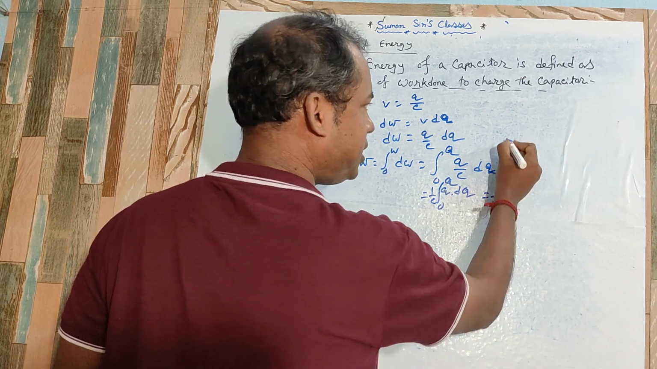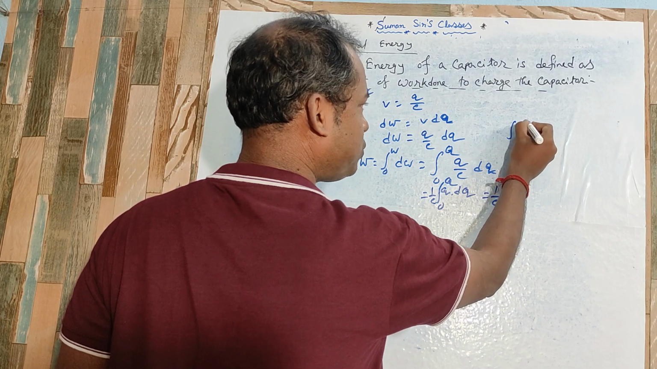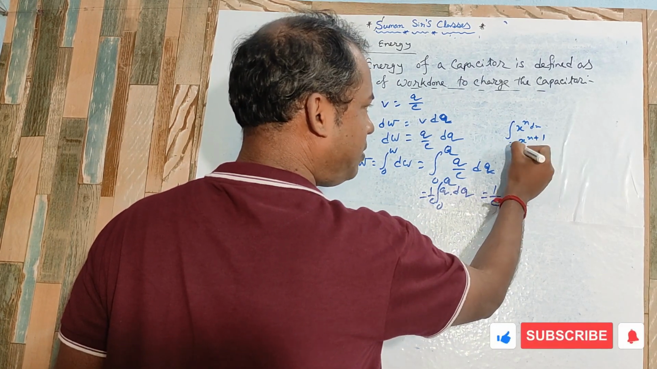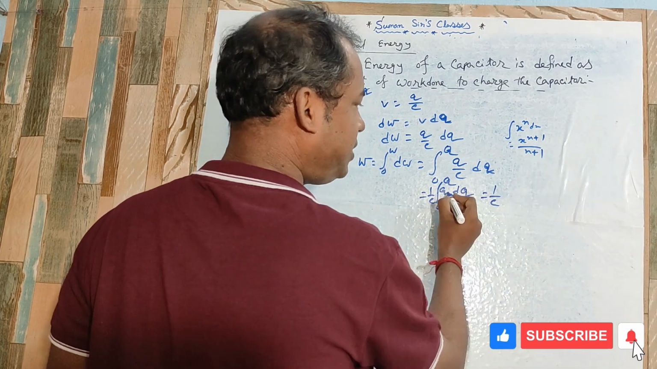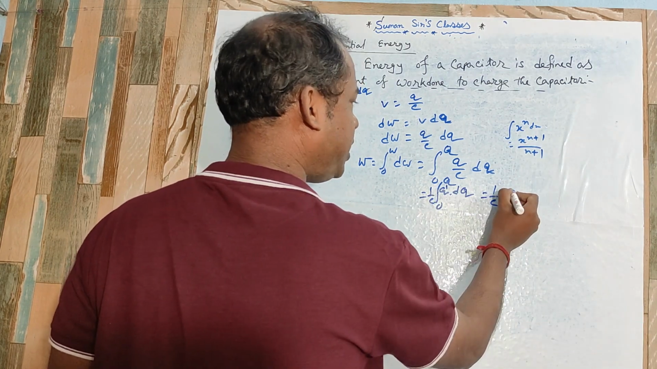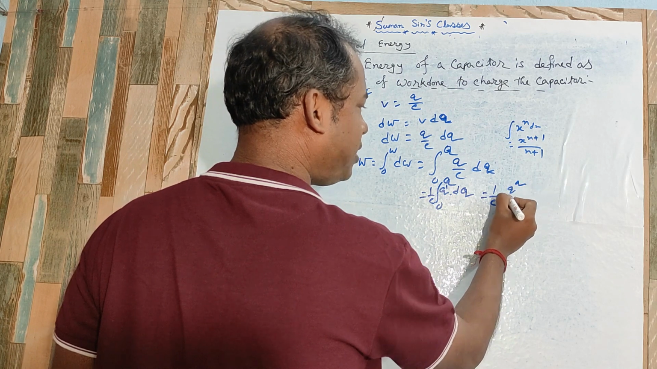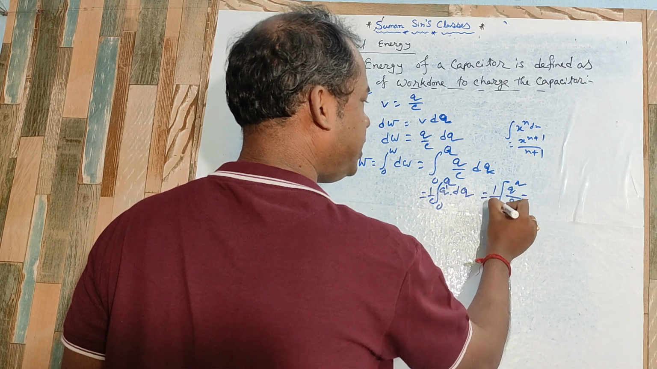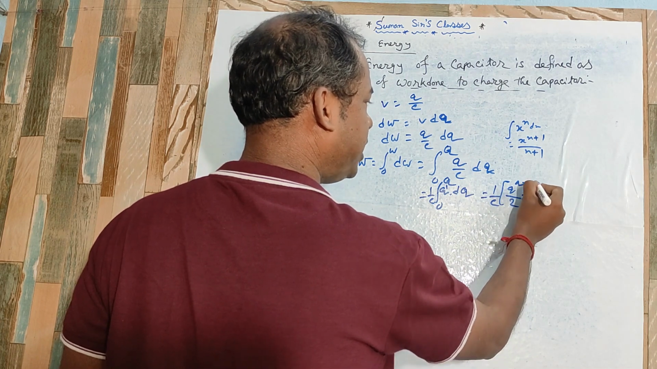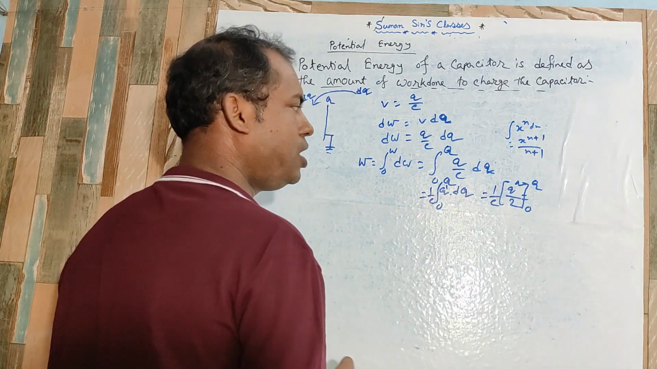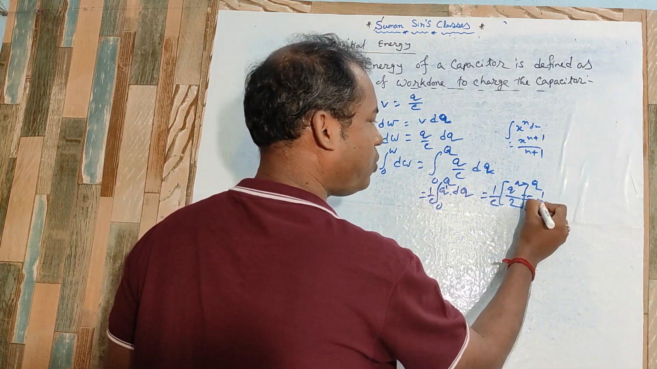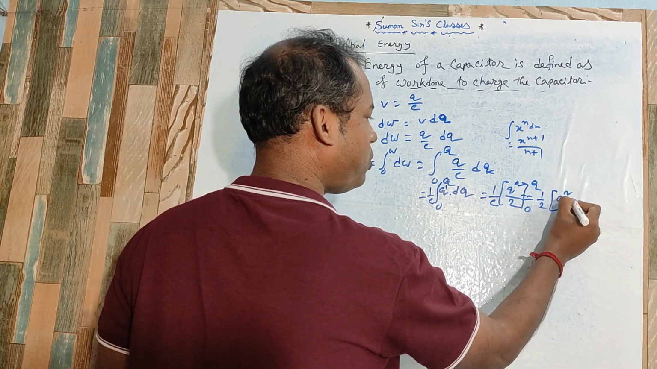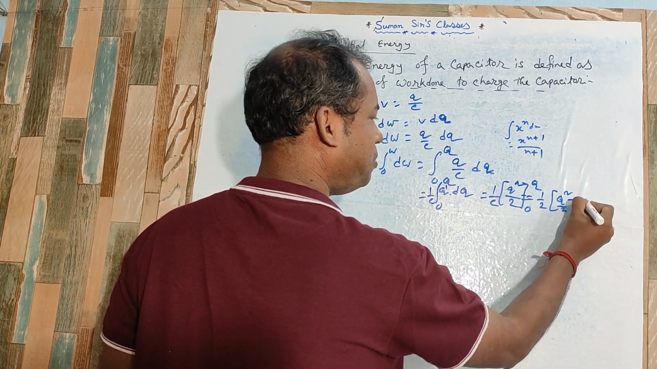What is the integration? The integration formula that you know: integration of x to the power n into dx is x to the power n plus 1 by n plus 1. Same thing, q to the power 1, so it may be written as q square by 2. That is half, and it is integrated over the limits 0 to q. So it is written in the form 1 by C into capital Q square by 2 minus 0.